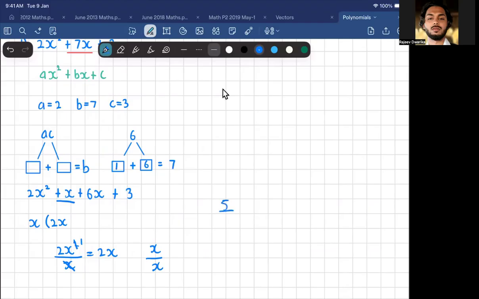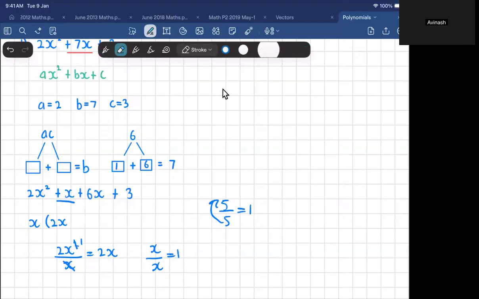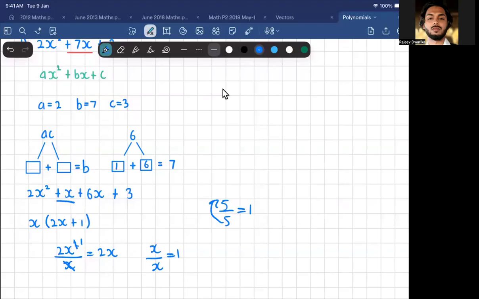Question. What is 5 divided by 5? Hold on. How many times is 5 going into 5? 1. Right, so the answer is 1. Oh, 1. All right, 1. So we're going to say 2x plus 1. And if you multiply x by 1, what are we going to get back? x. Great. Yeah, 1x.